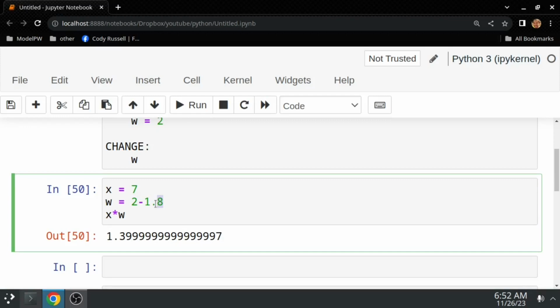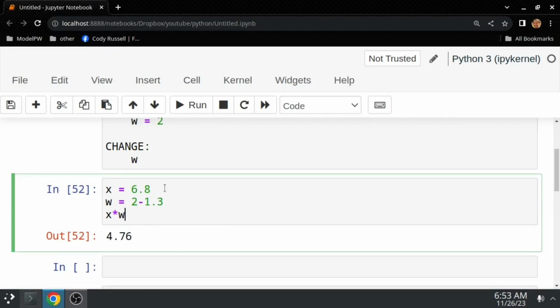Say 1.3. Okay, now that's getting close to 5. It's 4.89, so that's pretty close. We changed the w so that the output would change. And now if we put in something similar or pretty close to 7, just say 6.8 and run it, see, the answer is still pretty close to 5.